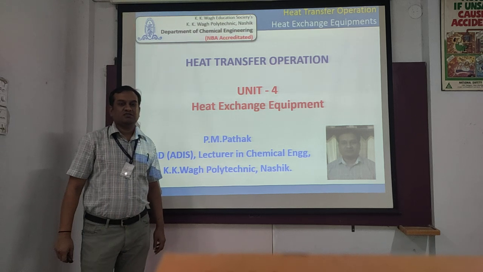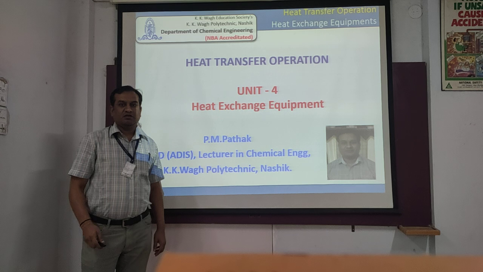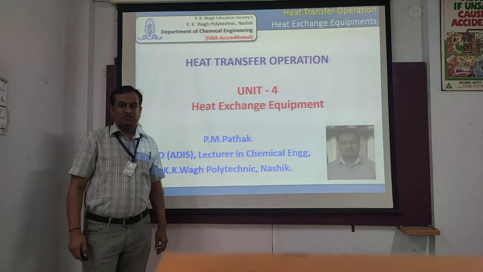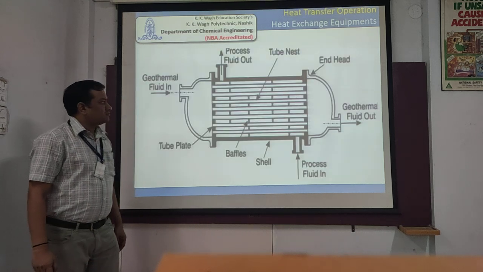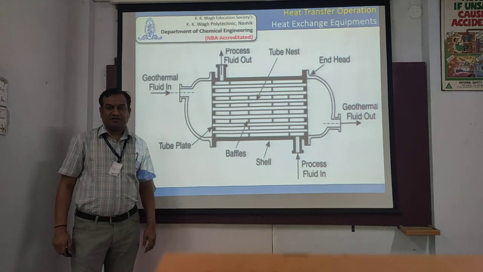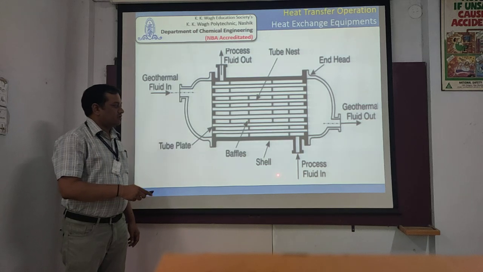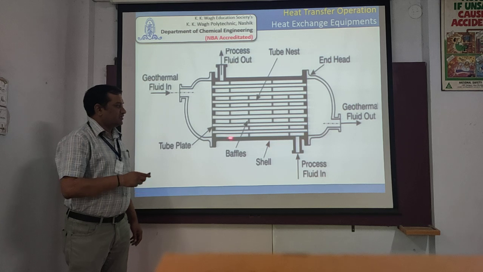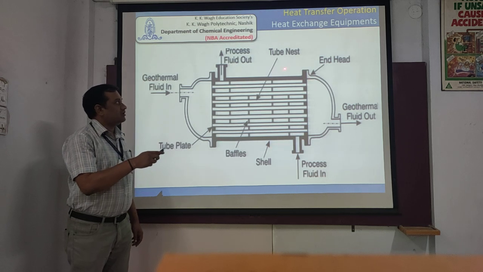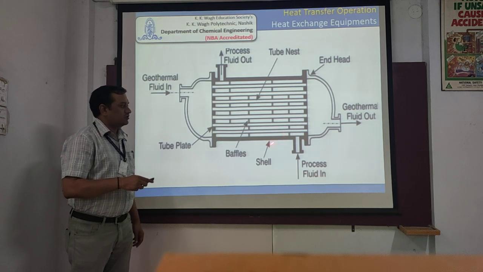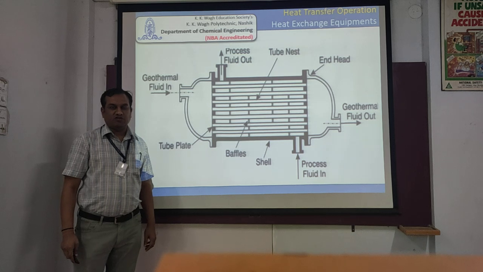Today we are going to discuss heat transfer equipment, and in that, only the shell and tube heat exchanger. So this is a schematic diagram of a shell and tube heat exchanger, where you can observe this is the shell, that is the outside part of a heat exchanger, and these are the tubes. That is why it is called a shell and tube heat exchanger.